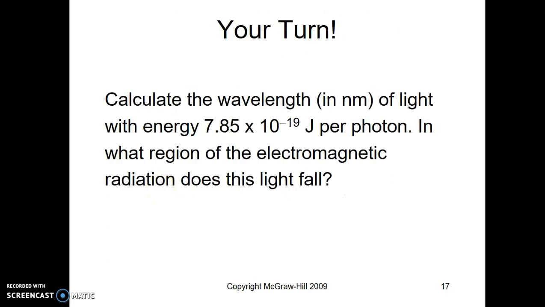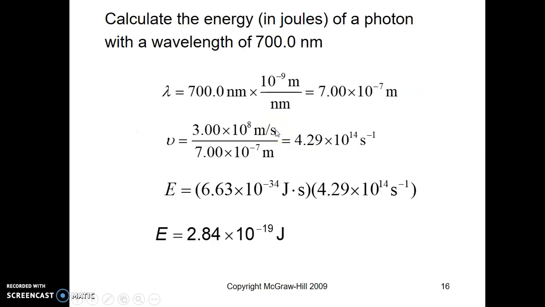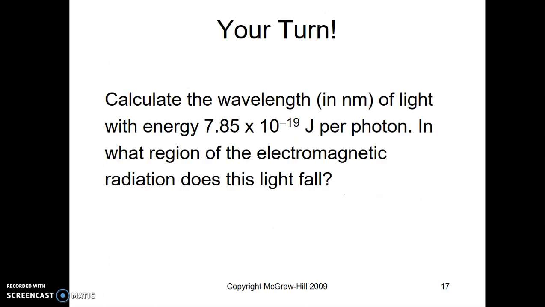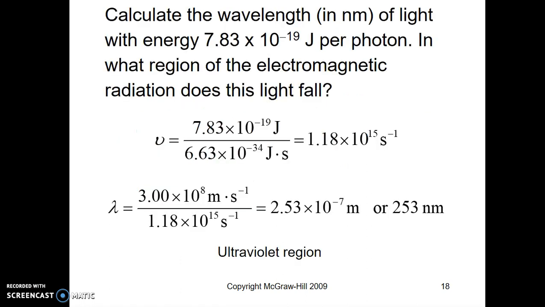So here's another example problem, your turn. Calculate the wavelength of light with this energy, 7.85 times 10 to the negative 19th joule per photon. In what region of the EM radiation does this light fall? We're given the energy, and we're asked to calculate wavelength. So essentially, we're doing this whole process in reverse. First we'll calculate the frequency, use the frequency to calculate wavelength, and then look at our chart and figure out where on the EM spectrum that falls.